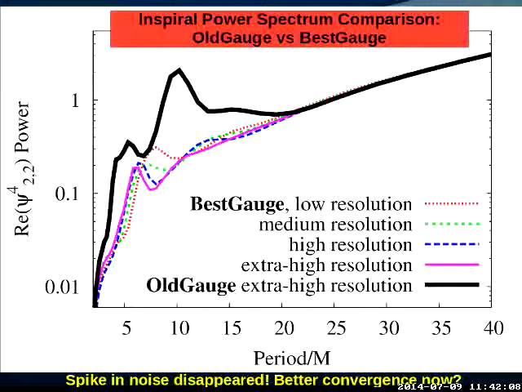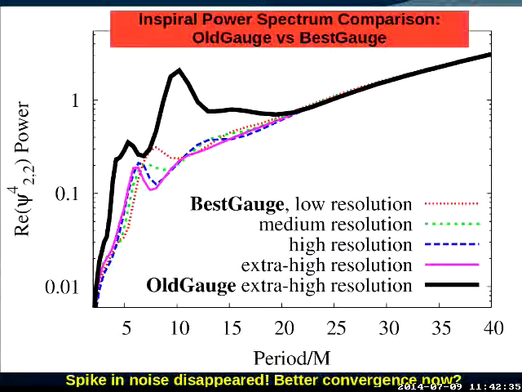I show here the very high resolution OldGauge run in black. This is the power spectrum for the OldGauge, compared to the best gauge that we found. Notice that this spike that corresponds to the noise has been completely eradicated. And what's left, what little spike is left, appears to be converging away with increasing resolution.